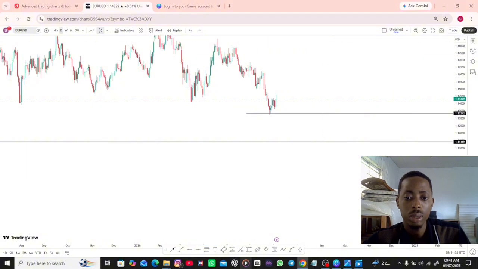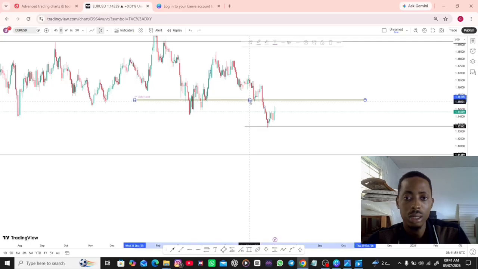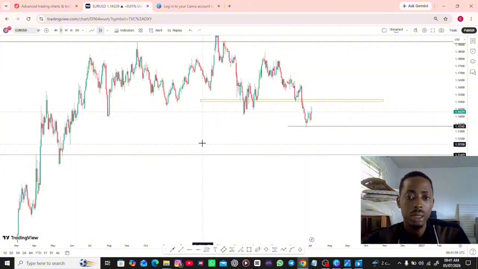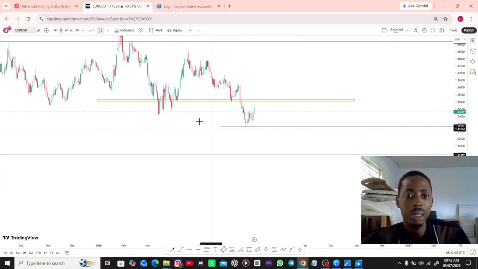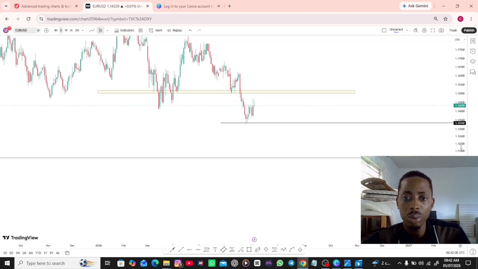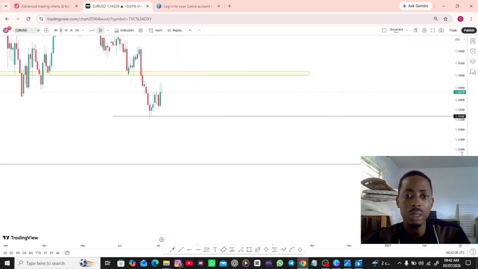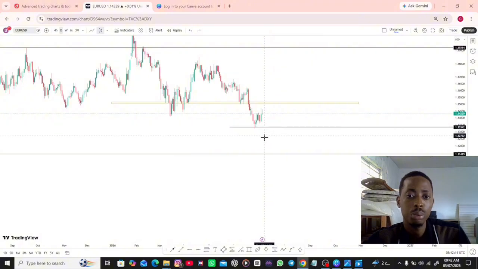Let me remove that one and clone this level around here. What is happening? Okay, I'm going to clone this level around here. Let me extend it a little bit big. This was the low that this market made. I'm not going to take this one. And I'm looking forward to the market pushing.